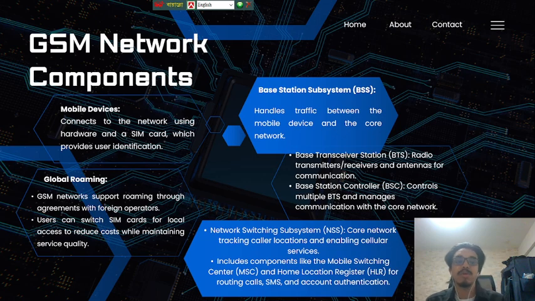Then next, let's look at the network components of GSM. There are five network components of GSM. One is mobile devices, two is global roaming, three is base station subsystem, four is base transceiver station, and five is network switching subsystem. We will talk about all of the components of the GSM network in detail in our next slides.